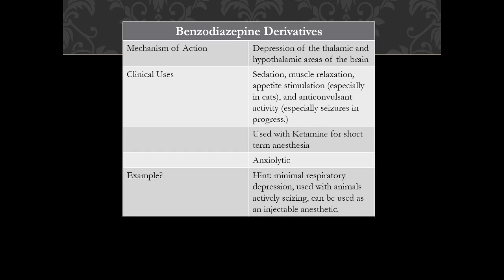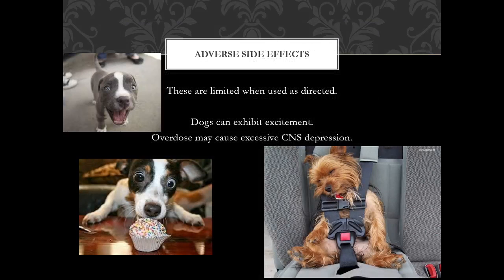An example of a benzodiazepine will cause minimal respiratory depression, can be used with animals actively seizing, and also as an injectable anesthetic. So you need to think what could be a benzodiazepine that we use for this. The answer is diazepam, Valium. You can see that this is kept in a brown bottle. Any medication that you see kept in a brown bottle means it's sensitive to light. So once we draw it out, we want to give it pretty quickly.